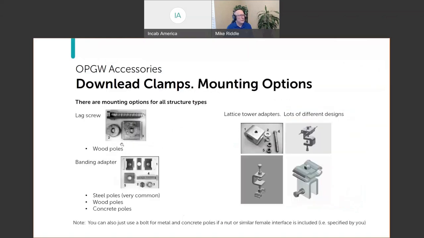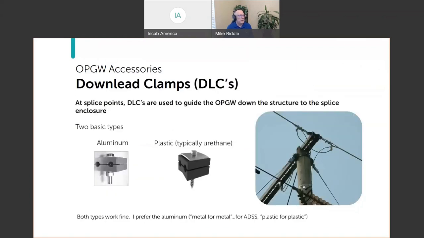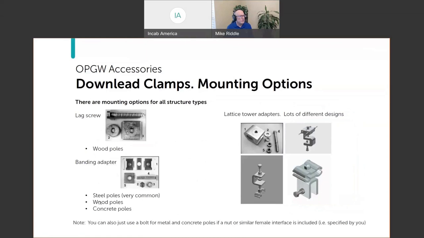You've got two basic types of downlead clamps: aluminum and plastic. Both work fine. I myself prefer the aluminum, because I just have this thing, metal for metal. For ADSS, I prefer the plastic ones because it's plastic to plastic. But in theory, either type is okay.